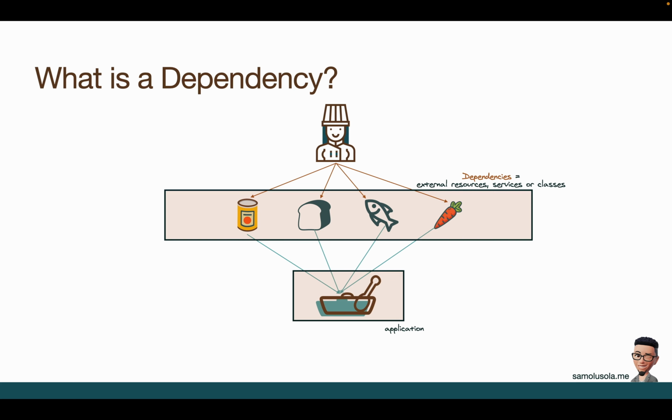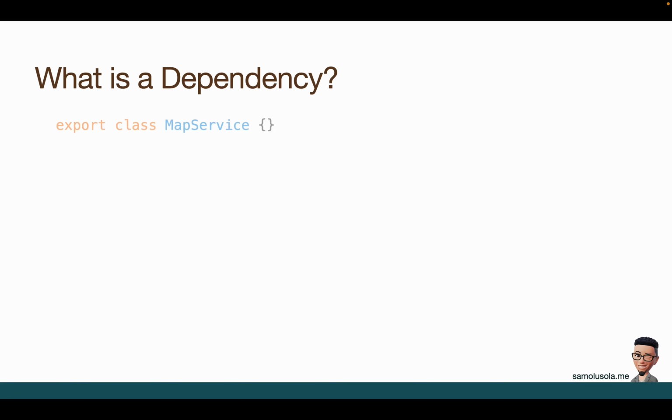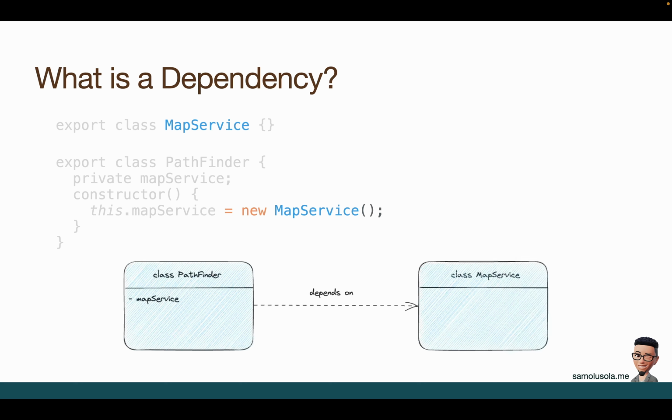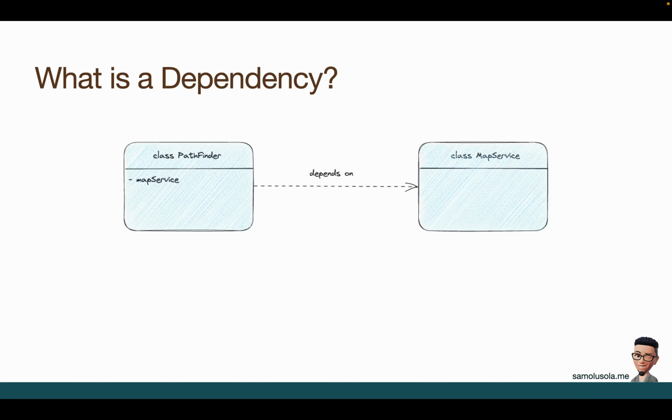Now we are going to look at an example of dependency in code. Let's imagine that you have a map service as a class, and you have another service, the Pathfinder, that depends on the map service. This relationship can be represented by a simple class diagram where you have the Pathfinder depending on the map service. We can also see that in the constructor of the Pathfinder, we need to create a new instance of the map service whenever the Pathfinder is being created. This means that whenever the Pathfinder instance is being created, it must be able to find the map service at that point of instantiation because it depends on the map service.